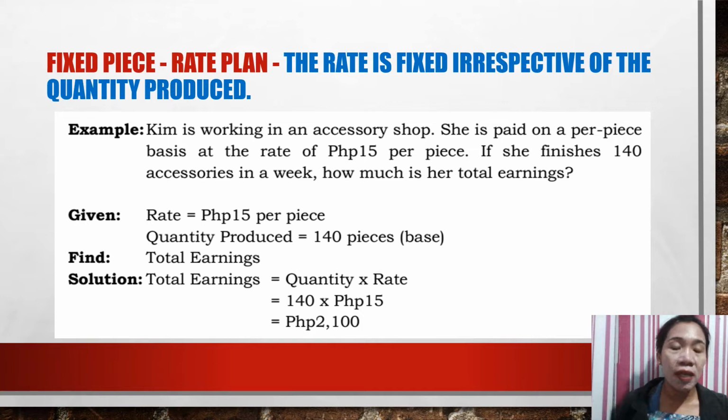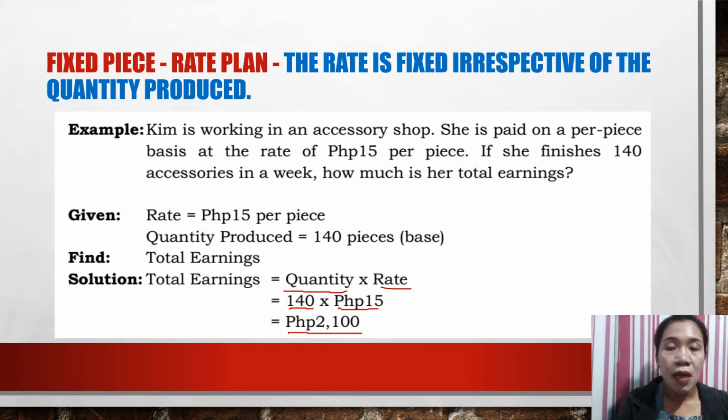So the solution is to get the total earnings, simply multiply the quantity or the number of products Kim finished times the rate, wherein 140 is the number of total accessories that Kim finishes in a week times 15 pesos. So, the total earnings of Kim in that particular week is 2,100 pesos. Any question? Okay, just have your question in the group chat or send me via messenger or any forms.